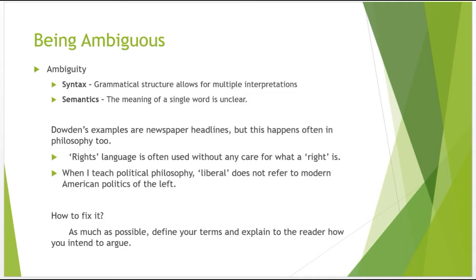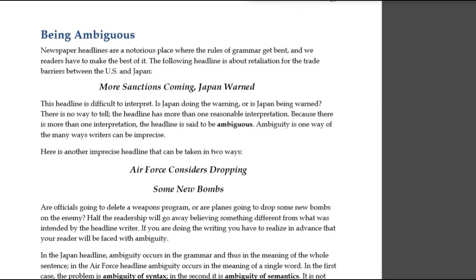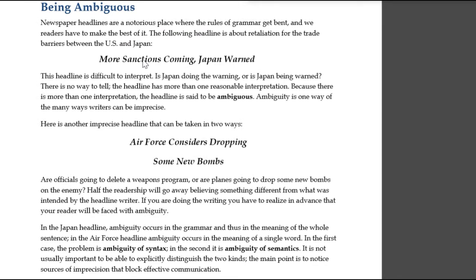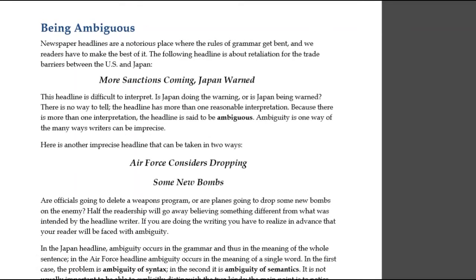Let's take a look at just a couple. Right, so this is a headline here, "More sanctions coming, Japan will." This is the example we have of the syntactic ambiguity. It's syntactically ambiguous because we don't know if Japan is being warned or if Japan is warning someone else. So yeah, if you just saw that headline, you'd be a little confused. I'm not super concerned about this personally. I find myself less concerned about syntactic ambiguity than Dowden is concerned with it.